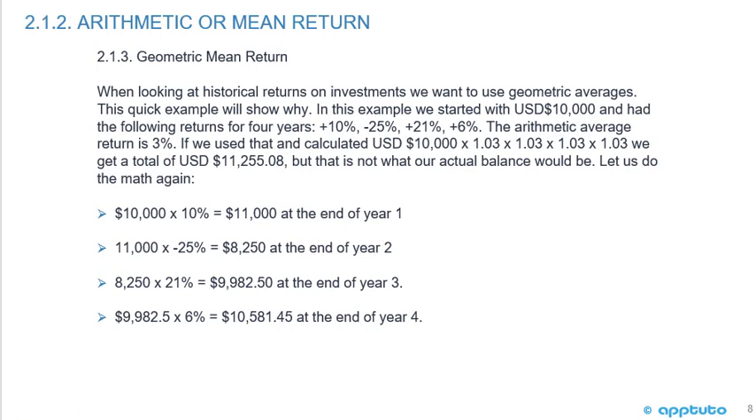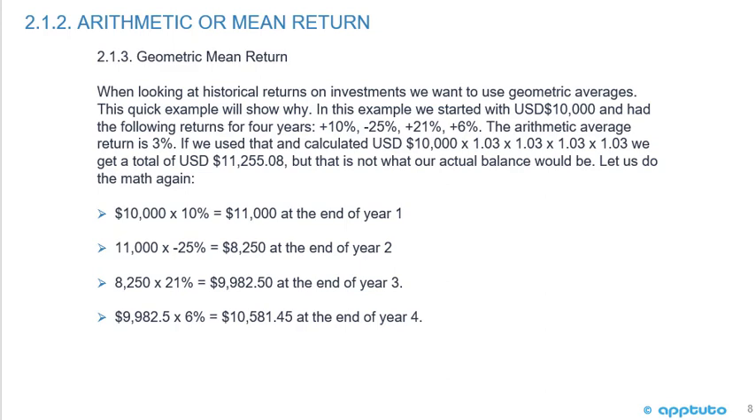So we'll just look at another quick example with regards to the geometric mean return. When looking at historical returns on investments, we want to use geometric averages. This quick example will show why. This example will be familiar to you because we use the same one when we cover this in the quants, and that's why there's overlap between some of the quants in CFA Level 1 and also in portfolio management.